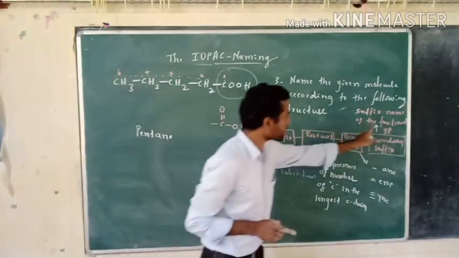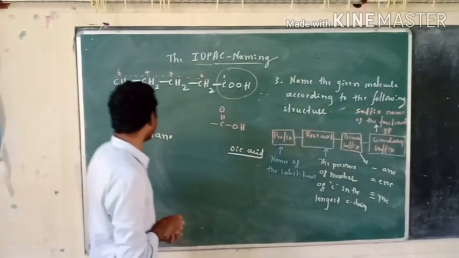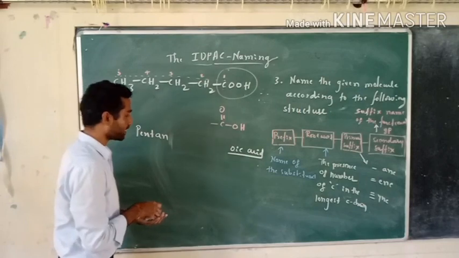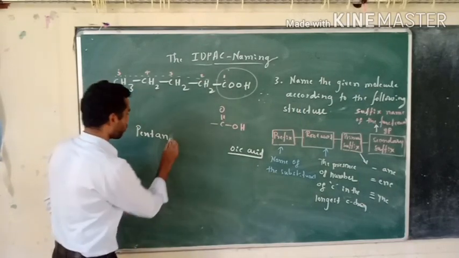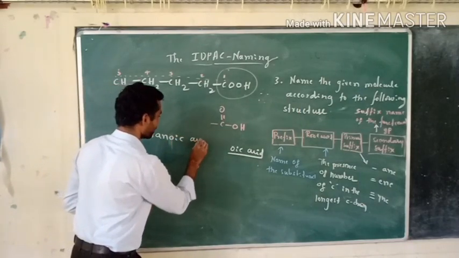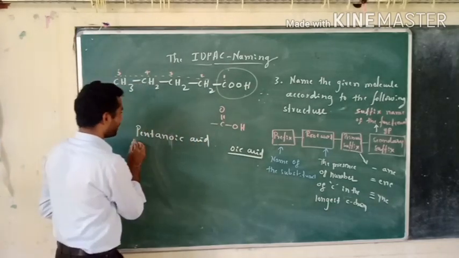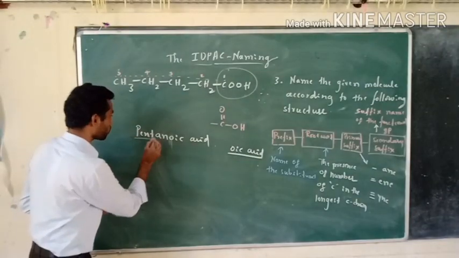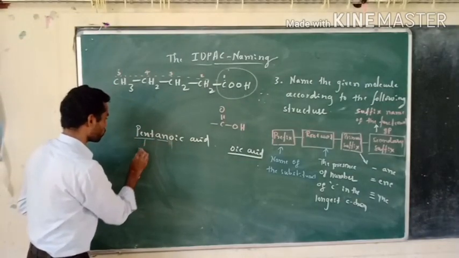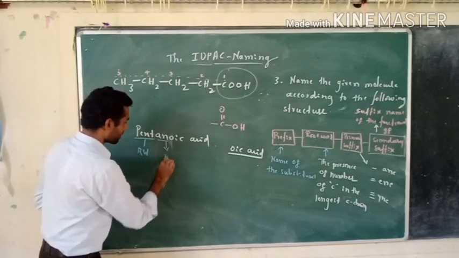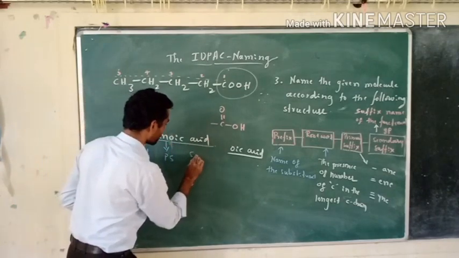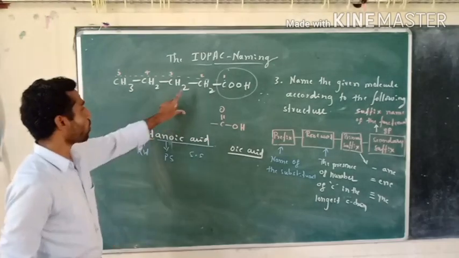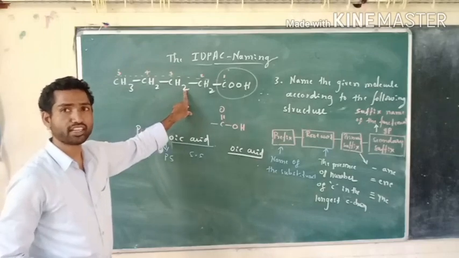While writing the secondary suffix name, I have to remove the e from the primary suffix and write the secondary suffix oic acid. So this is pentanoic acid. In this, this is the root word, this is the primary suffix, and this is the secondary suffix. Right. So this is how we have to name molecules containing a functional group.